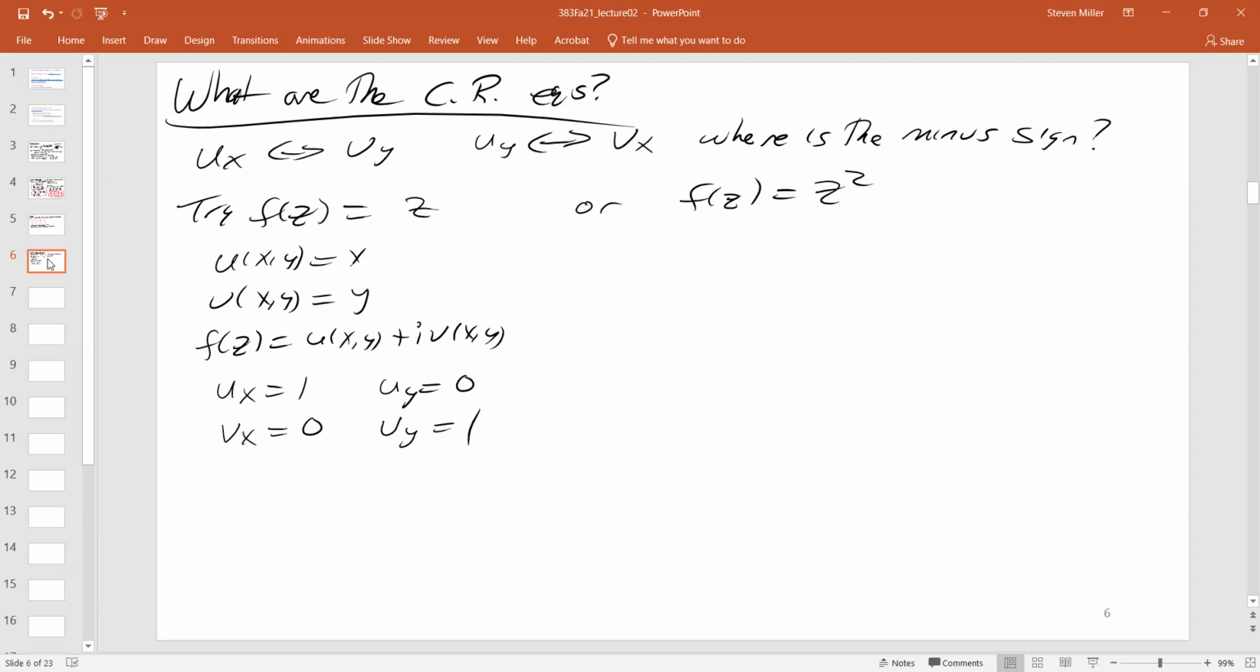So if we are absolutely sure that there's a minus sign, will this tell us where the minus sign is? Yes, because Vx is related to V sub y, so there can't be the minus sign. So this is enough. If we know that there's a minus sign, this works. So if we know there is a minus sign, we're good.